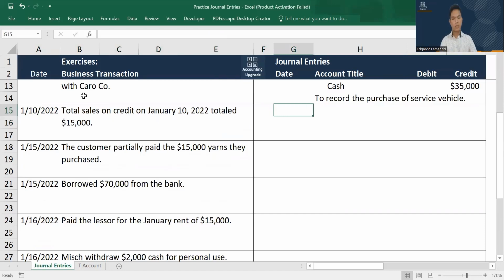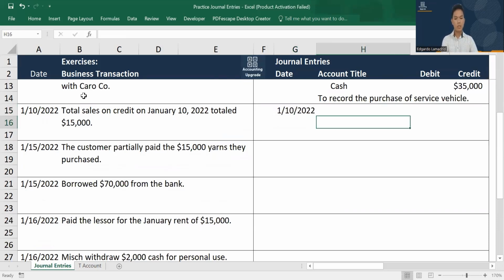So the next transaction is dated January 10, 2022. It says here that total sales on credit on January 10, 2022 totaled $15,000. Since it is a sale, there is a corresponding addition to the revenue account. And then, since it is on credit, there's a corresponding addition to the accounts receivable account. Accounts receivable is an asset, so we will debit it by $15,000.